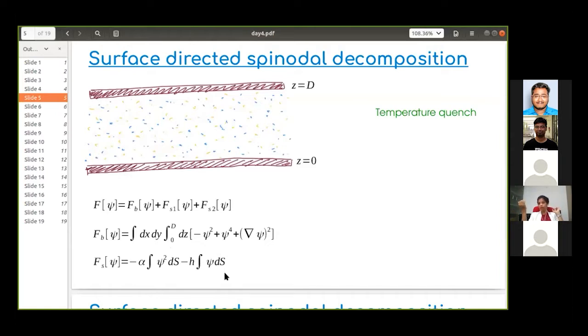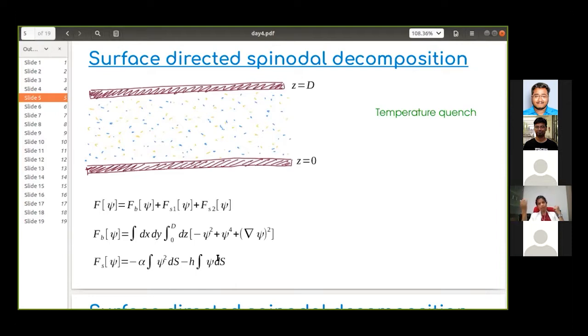Now, you know that when the system is undergoing the non-equilibrium spinodal decomposition process, it's basically trying to lower the total free energy of the system, right? And in order to decrease the free energy, the surface contribution will also have to decrease, which means that this term, H times integral of psi ds, should become negative for it to be minimum. Now, if H times psi ds has to be negative, and for example, say I set H to be positive, what does it mean? The psi has to be negative, right?